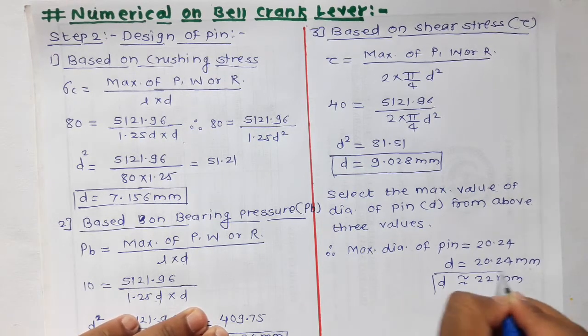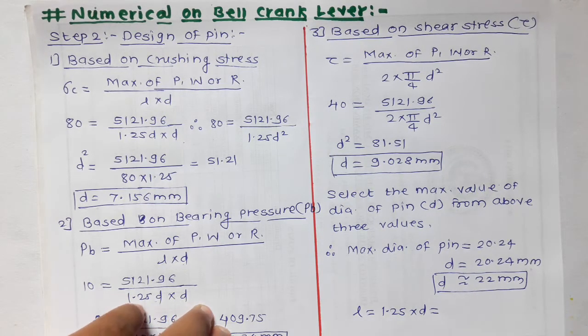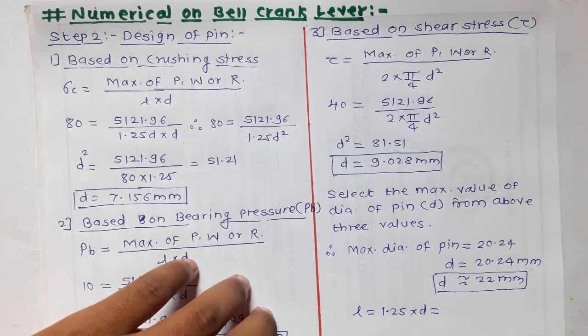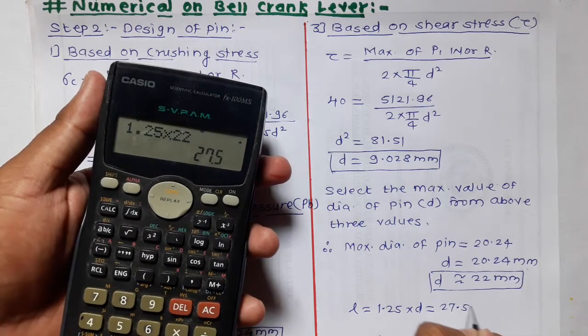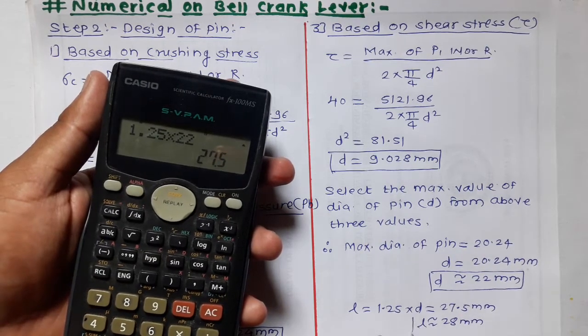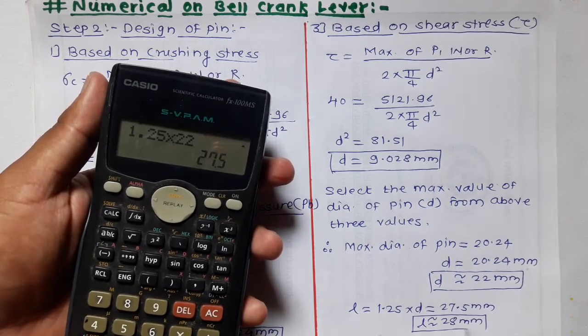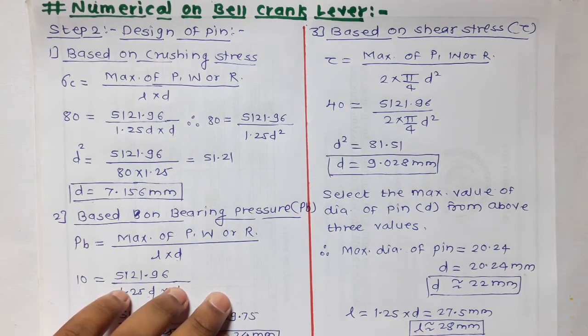Once you get the value of a diameter of pin, immediately calculate the length of pin. We know the relation between L and D. So L is equal to 1.25 D. Let us put the value of D as 22 mm and calculate this L. So value of L is 27.5 mm. Let us round up this value to 28 mm. Therefore length of pin is equal to 28 mm and diameter of pin is 22 mm. So with this calculation, step number 2 is completed.